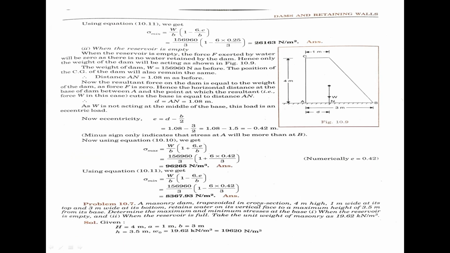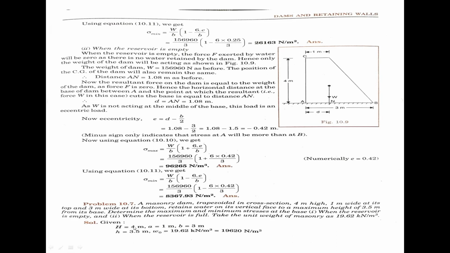A masonry dam is trapezoidal in cross section, 4 meters high, 1 meter wide at its top and 3 meters wide at the bottom. It retains water on its vertical face to a maximum height of 3.5 meters from its base. Determine the maximum and minimum stresses at the base when the reservoir is empty and when the reservoir is full. Take the unit weight of masonry as 19.62 kN per meter cube.